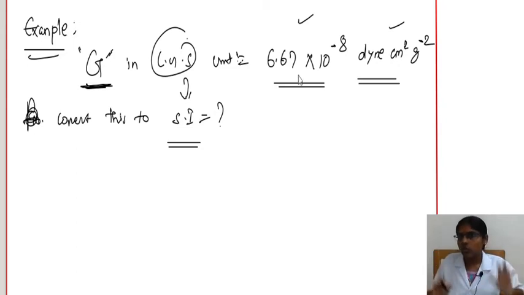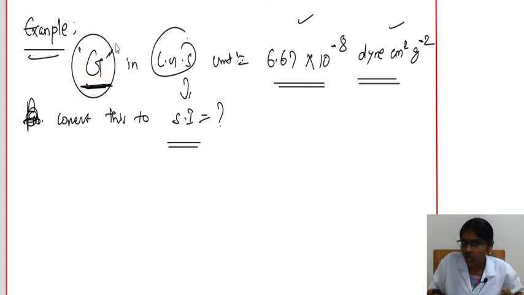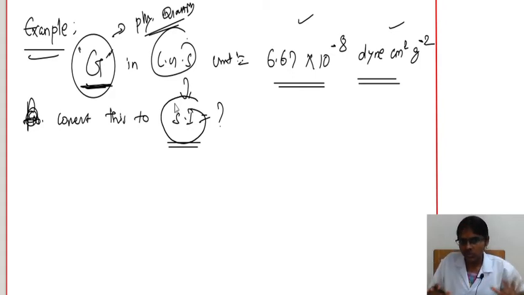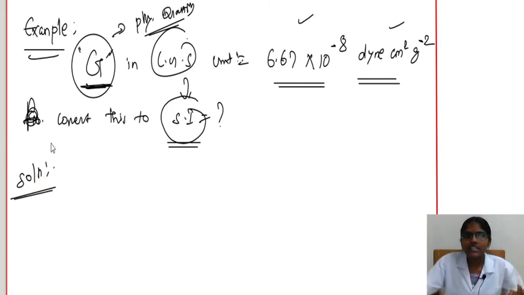This is the question. So what I am doing, I am just converting the physical quantity. What is gravitational constant? It is nothing but one of the physical quantities. Am I correct? So I am just converting the physical quantity from one system of unit, CGS, to another system of unit, SI. So that I can use dimension. I am going to use dimension. So let's see the solution.